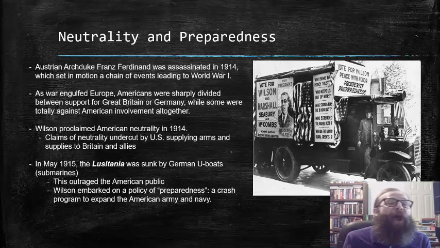Of course, this outraged the American public, and there began to be new calls for further action against Germany. And Wilson responded by embarking on a policy known as preparedness, which was basically a crash program to expand the American Army and Navy at an incredibly rapid pace.